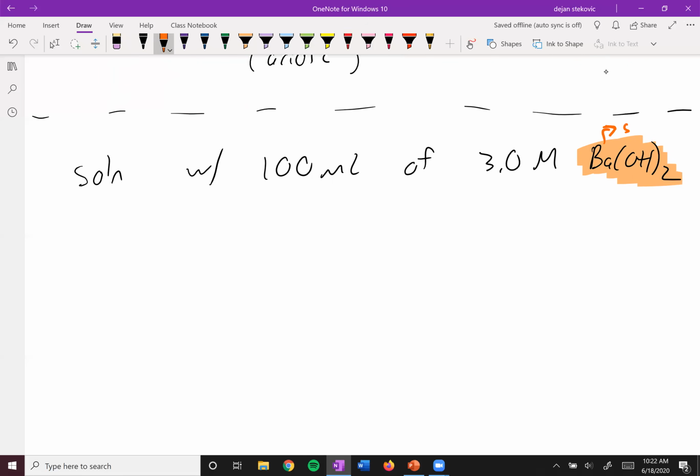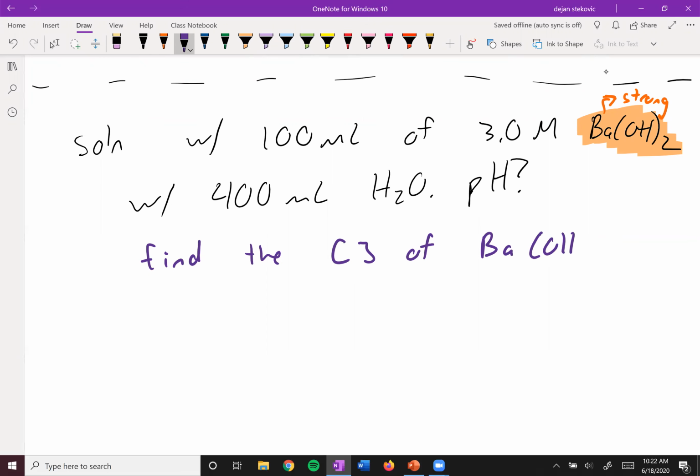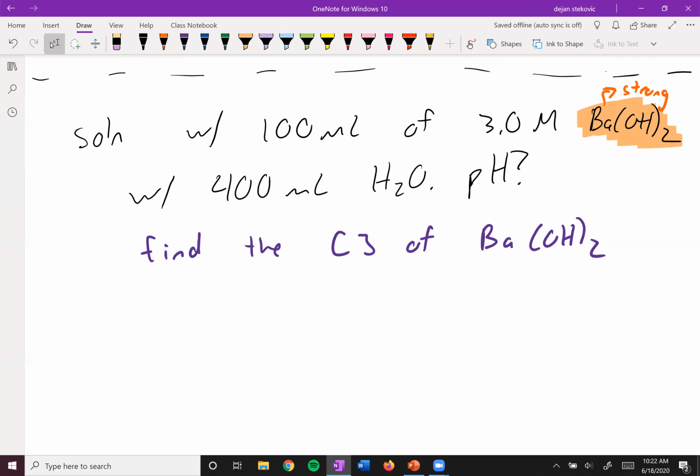So barium hydroxide is a strong base. Again, later on, we'll learn how to identify these. For now, I'll just tell you that. So you have 100 mL of this solution with 400 mL of water, and it wants to know what the pH is, right? And so the first thing we need to do is find the concentration of our barium hydroxide. So we have 100 mL of this, 400 mL of water.